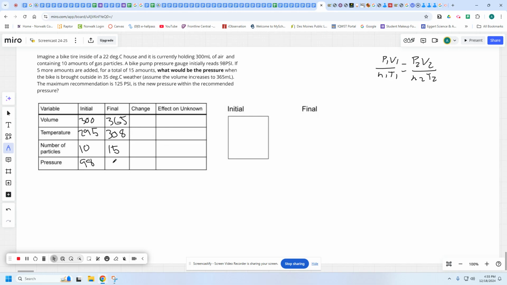And now we are going to try to solve for P2. So this is not a reverse order final to initial. We're actually just going to do the change-ins from initial to final since we're solving for a final pressure. So the volume from initial to final, that's an increase. So I'm going to abbreviate increase with INC. The temperature increases also from the house to the outside. The number of particles goes from 10 to 15 because we added in 5 more amounts of particles. So that's an increase.